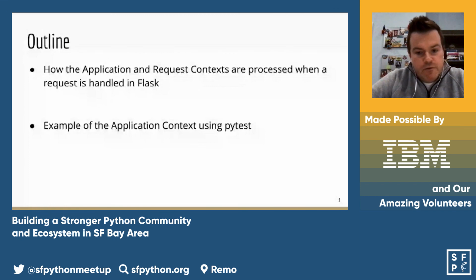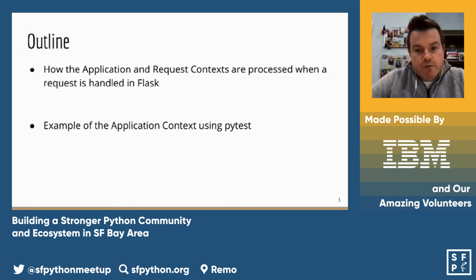I ran into a really challenging problem while doing some testing of a Flask app. And that led me to do a deep dive into figuring out how the application and request context work. The goal of this talk is to provide some clarity on these contexts and explain why they're important to know when you're doing Flask development.